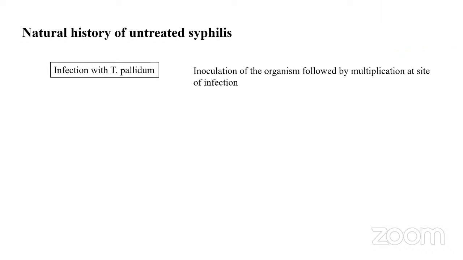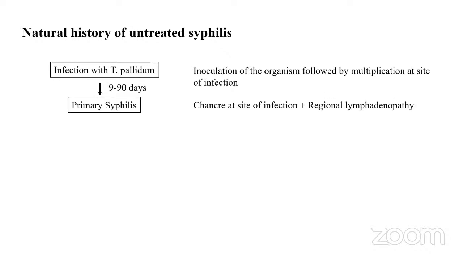So if you look at the natural history of the patient with untreated syphilis, first the patient gets infected with Treponema pallidum. After infection, the organism gets inoculated and it multiplies. After multiplication, the Treponema pallidum enters the circulation through the endothelial cells.